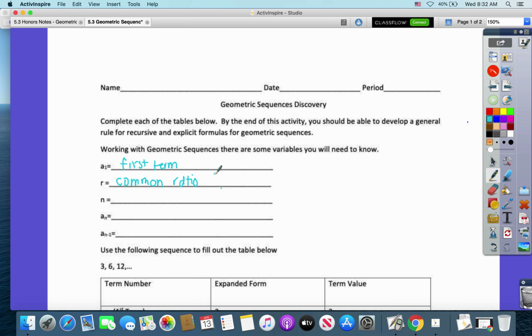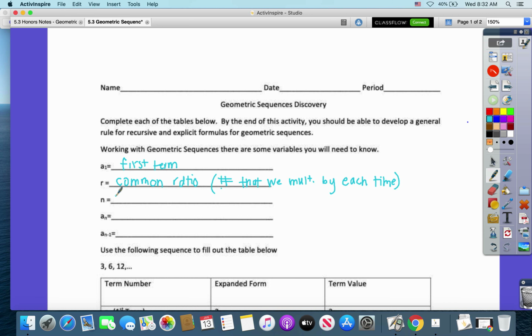And the common ratio means the number that we multiply by each time. Okay, so that's our key difference. Instead of adding the same number each time, like we had a common difference for arithmetic sequences, now we have a common ratio because we are multiplying by the same number each time.